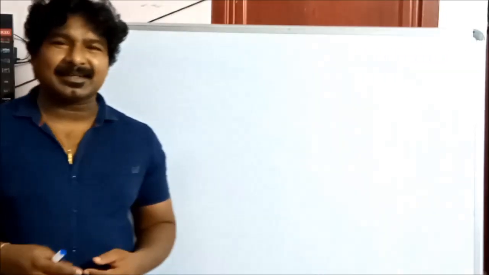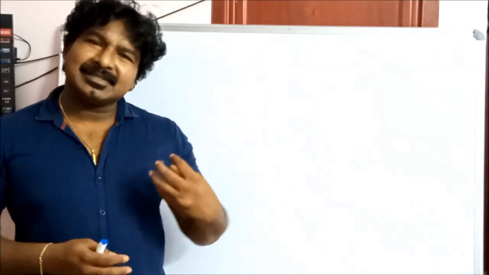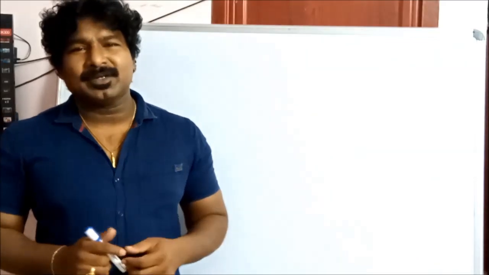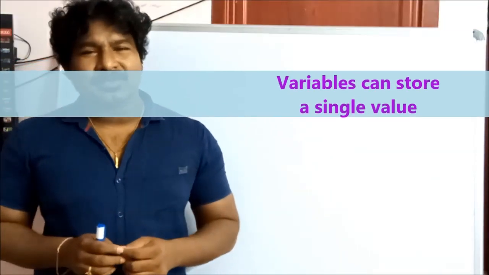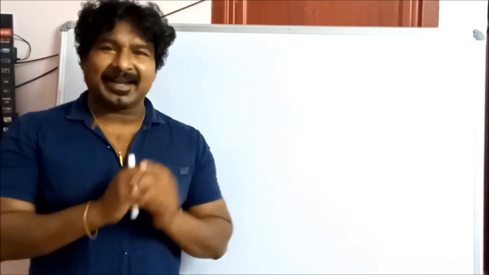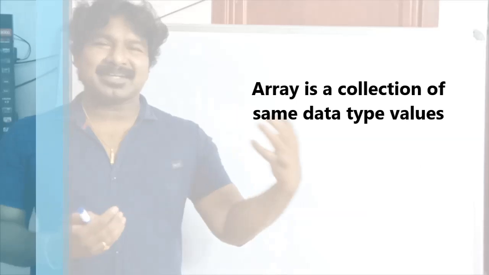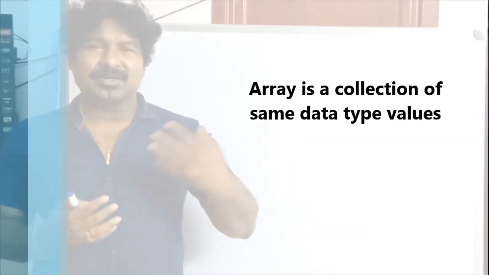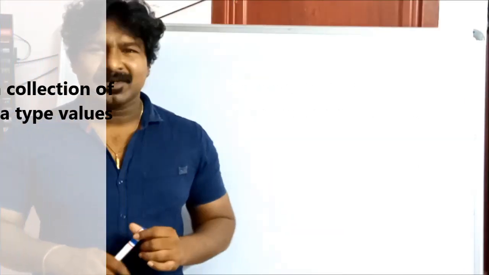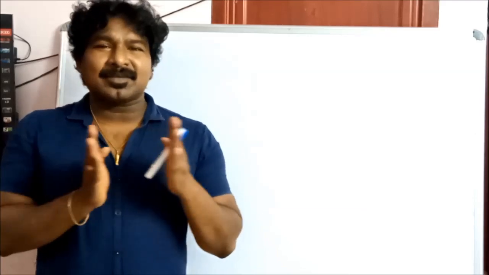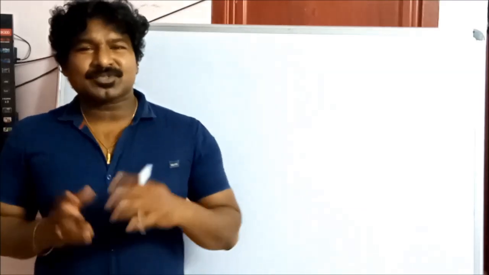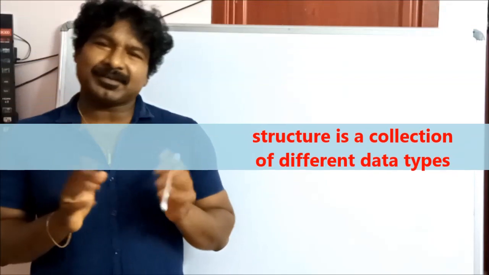Okay, we have seen that there is a variable in C language. What is the use of a variable? A variable can store a single value. Then the concept comes of the array. What do you mean by an array? An array is a collection of the same data type. That means you can have n number of values under a single name. Then comes the concept of structures. What is a structure? It is a collection of different data types.